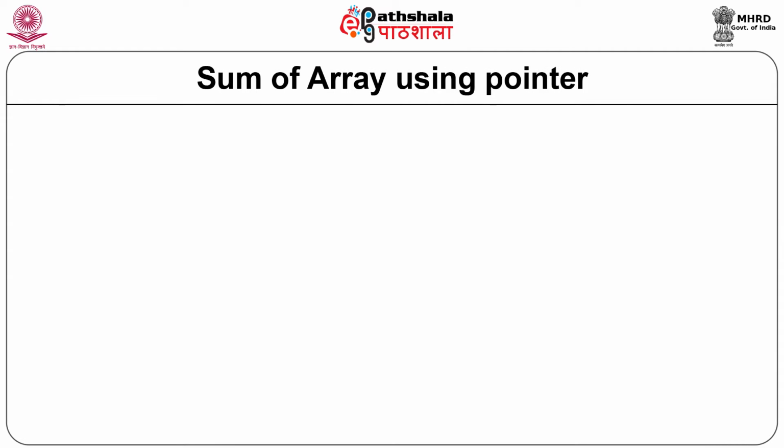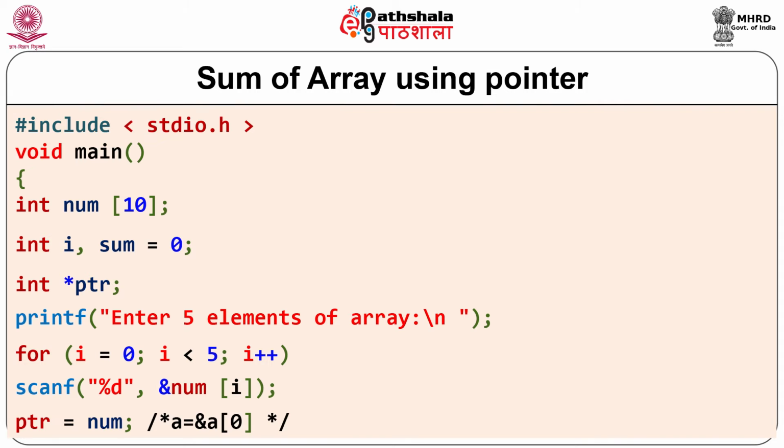Let us see one more sample program of sum of array using pointers. This program will elaborate the exact difference between array and pointers. This program consists of various statements, so I will not read the other statements, I will read just the important statements like int num[10]. This statement belongs to the array. So array size is 10 and type of array is integer.